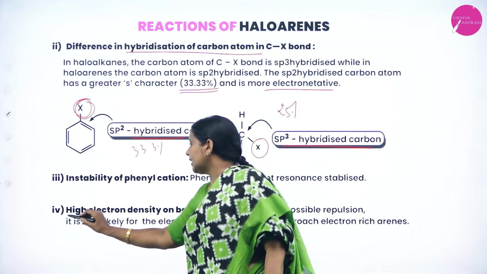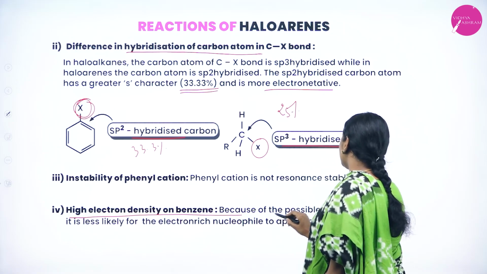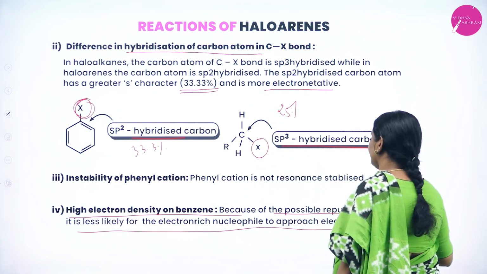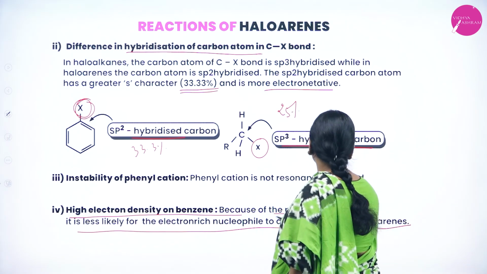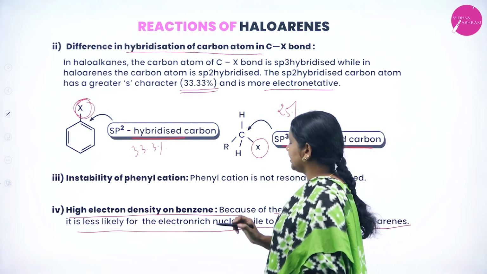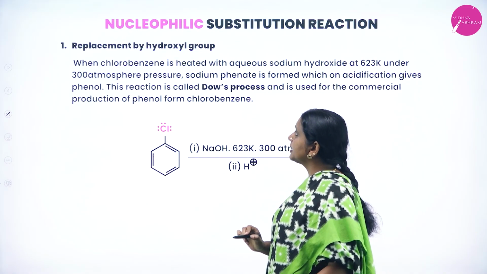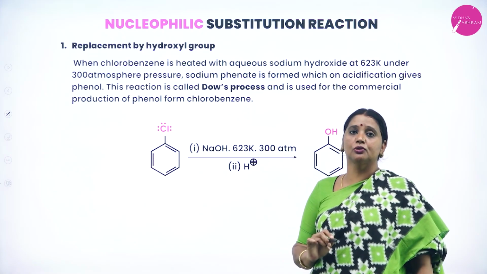Last one, high electron density on benzene. Because of the possible repulsion, it is less likely for the electron-rich nucleophile to approach electron-rich arenes. Okay.